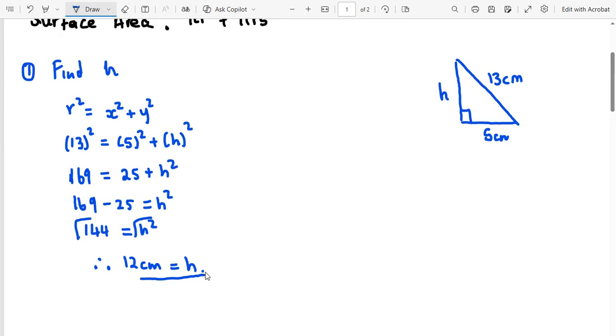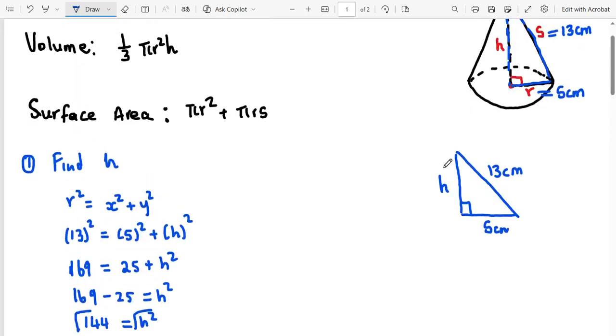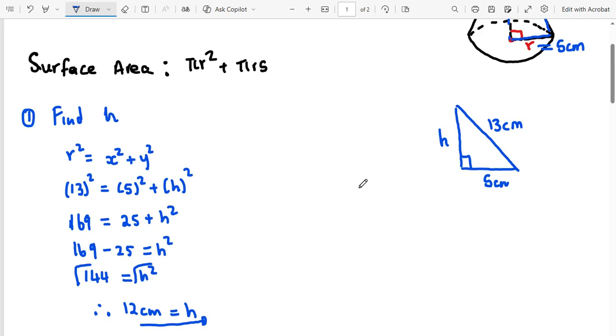So now that you have H, you need to know the next question that they'll ask you. The first question asks you to find H, and the next question they'll ask you to find the surface area. Can we just say SA for surface area? What you need to do is write down the formula of surface area, because it's pi r squared plus pi r s. Then you do the substitution.